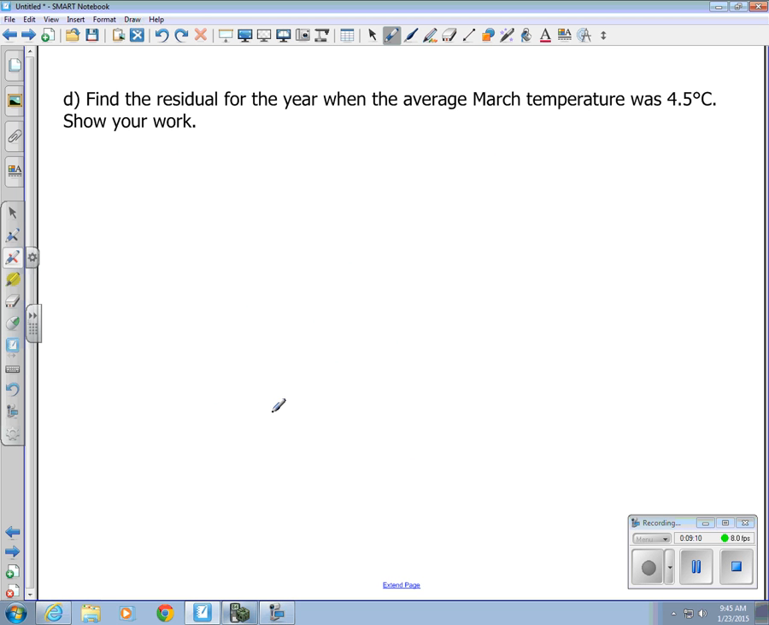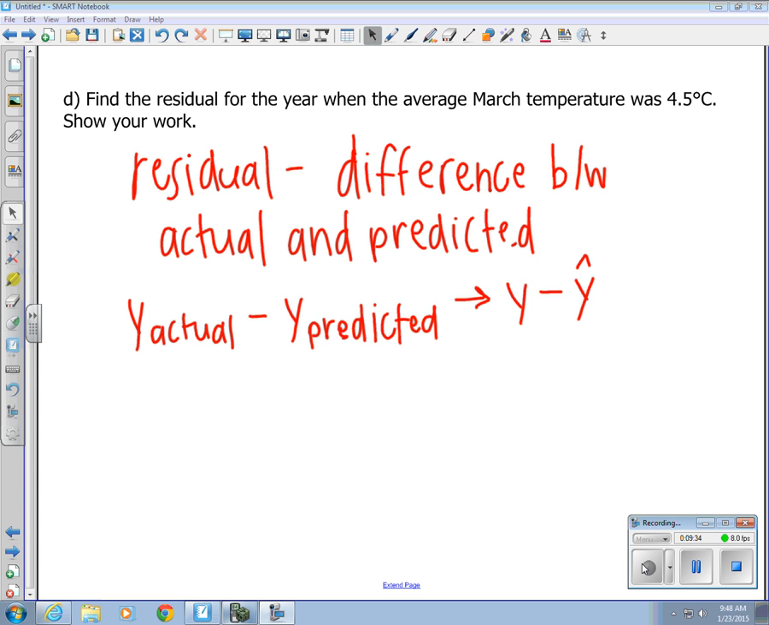So the next part is to find the residual for the year when the average March temperature was 4.5 degrees Celsius. So go back to the data and look for the data where the temperature to first bloom is 4.5 degrees, and then find the residual, or the difference between the predicted and the actual. Okay, a little correction. I said it was the difference between the predicted and the actual, but it's the difference between the actual and the predicted. So the equation you use is y actual minus y predicted, or y minus y hat, and the hat stands for predicted value.